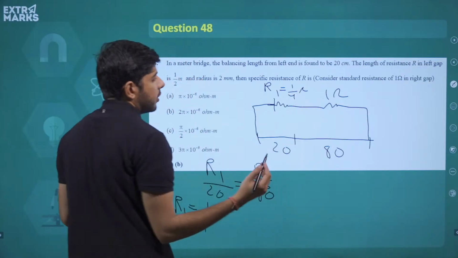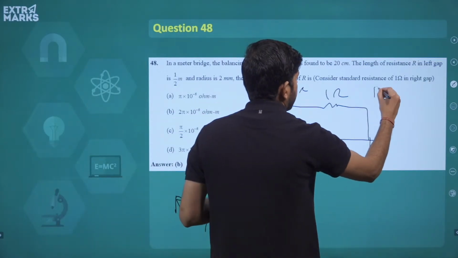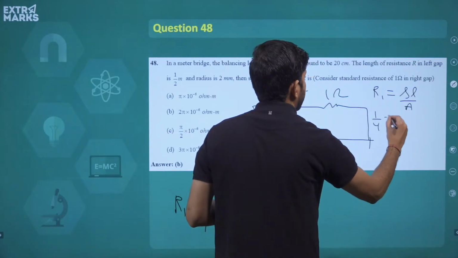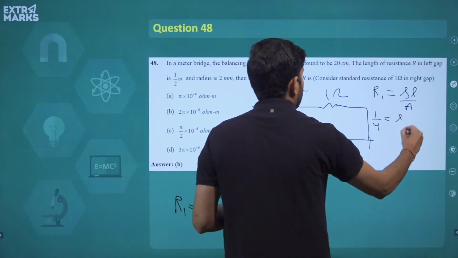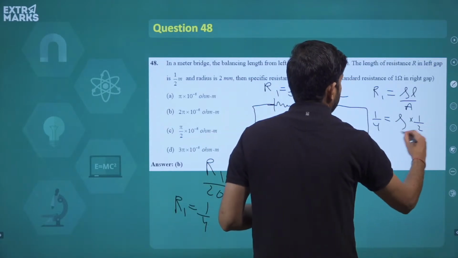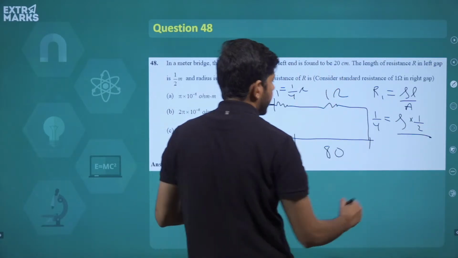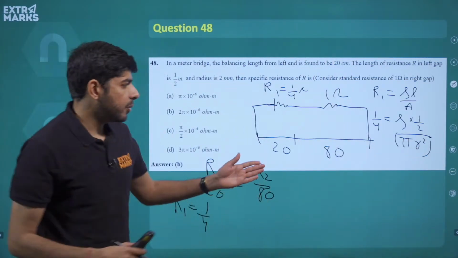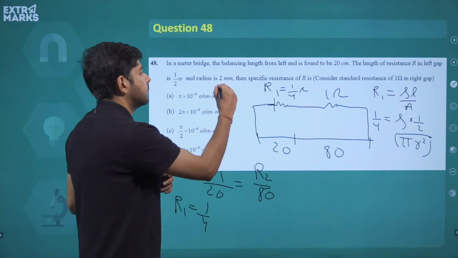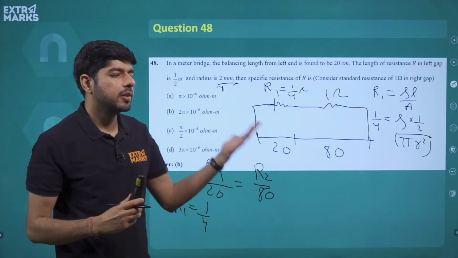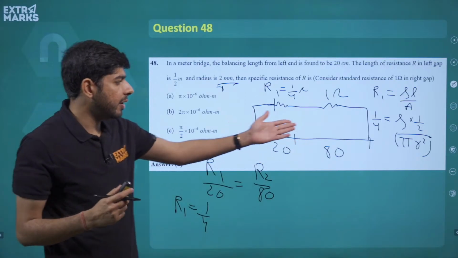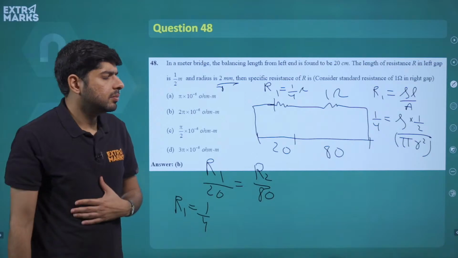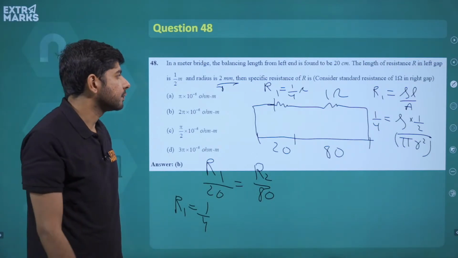Now R equals rho L by A. So R1 equals rho L by A. So what are the values? R1 is 1 by 4. Rho we need to find. L is 1 by 2, half meter, divided by the area. What is area? Area is pi R square. So guys, just put the values. R is given 2, and of course convert it into meter and put the values here. You will get the answer, rho, resistivity. A little bit of calculation but simple.